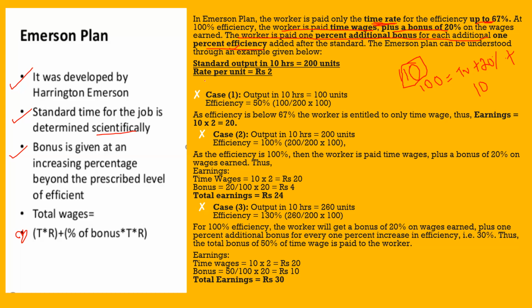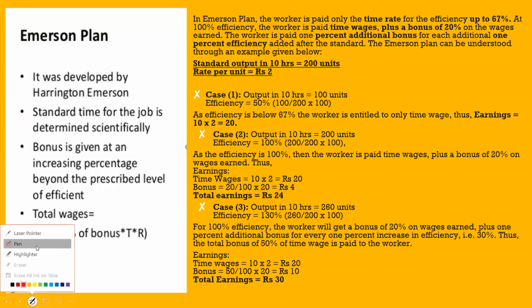Let's see with an example here. Standard output in 10 hours is 200 units, which means they are expecting that a worker should complete 200 units within 10 hours. Right, the rate per hour is rupees 2. Okay, so let's see in case 1 what has happened. Output in 10 hours is given as only 100 units.